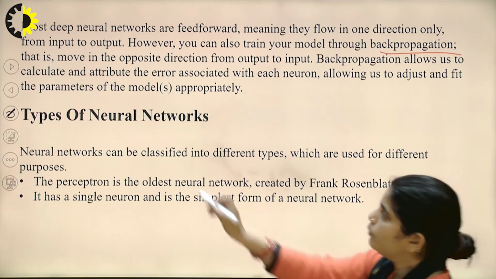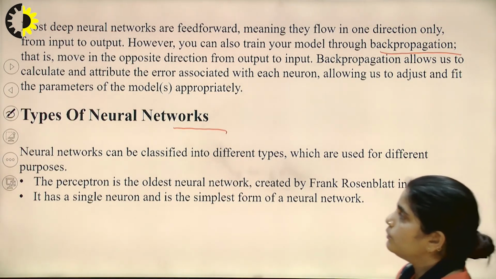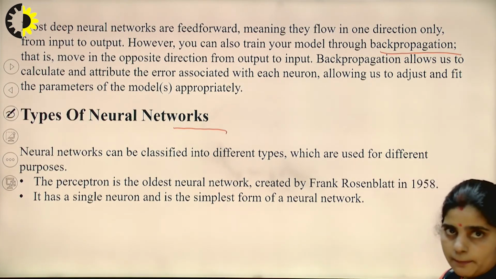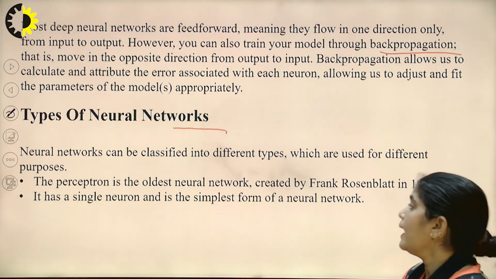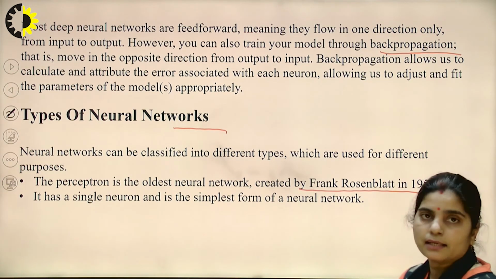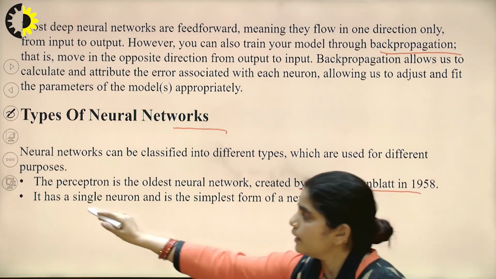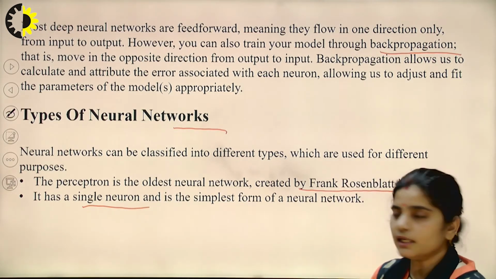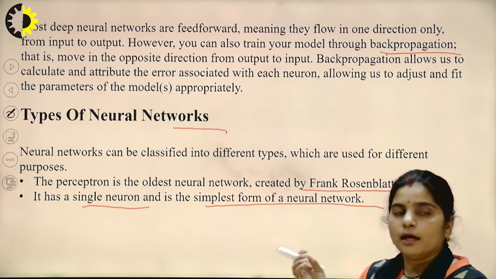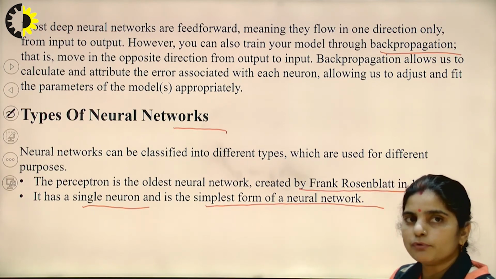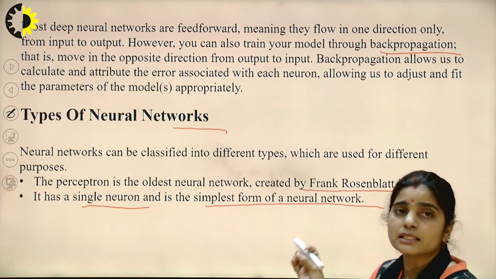Okay. Now, we move on to the next part, that is types of neural networks. The neural networks can be classified into different types. The first one is the perceptron, which is one of the oldest neural networks, created by Frank Rosenblatt in 1958. In the perceptron, only a single neuron is present, and it is one of the simplest forms of a neural network.